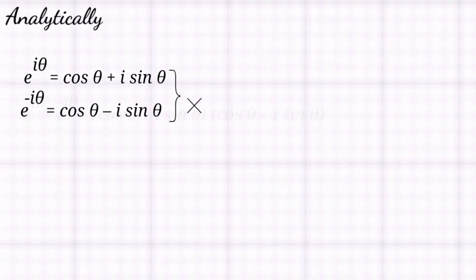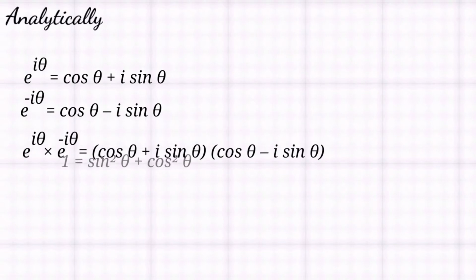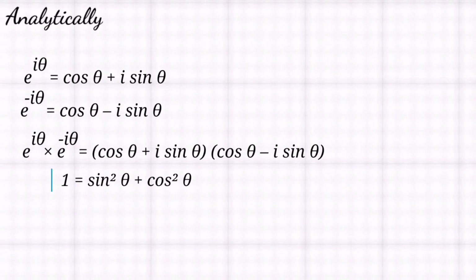Now let's take the reciprocal of this equation. By the way, this follows from de Moivre's theorem. Now multiply these two equations. We get our first basic trigonometry formula analytically.